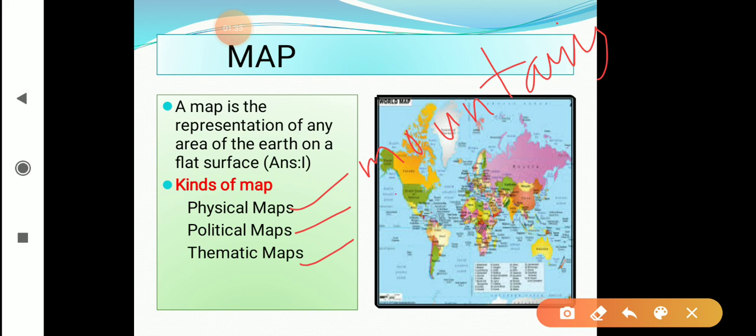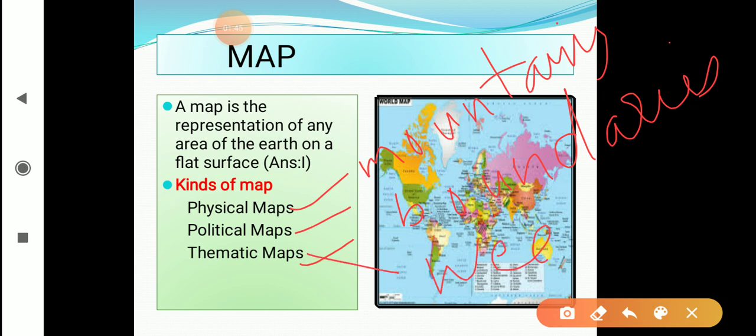Political maps show the boundaries of countries and states and the location of towns and cities. A thematic map shows various things like weather conditions, type of soil or vegetation, the distribution of minerals and so on.